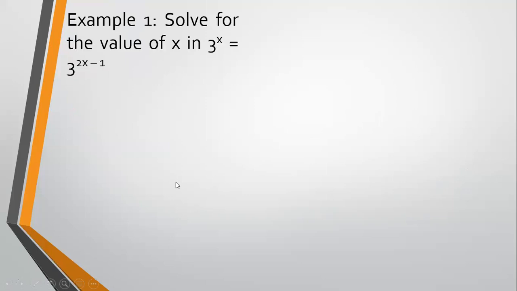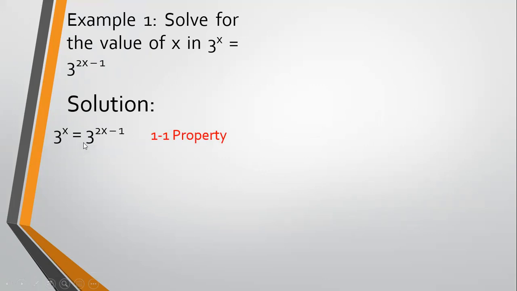Okay, let's try solving this one. Solve for x in 3 raised to x equals 3 raised to 2x minus 1. So obviously, it's already in the one-to-one property. Your b sub 1 and b sub 2 are equal. So we can neglect now the base since they are equal. So getting only the exponent, we have x equals 2x minus 1.